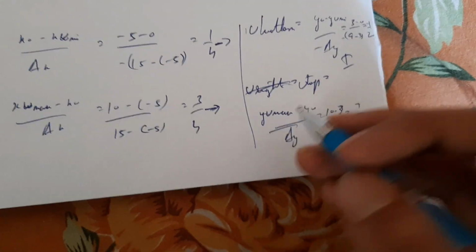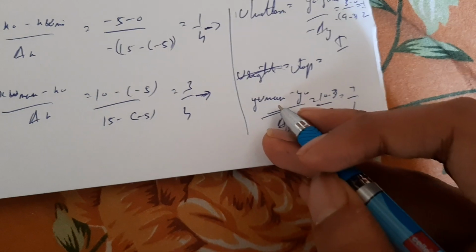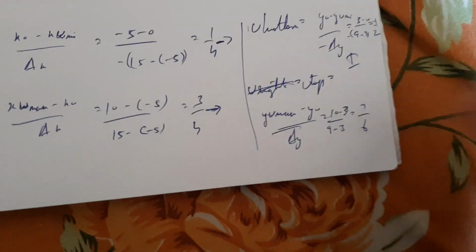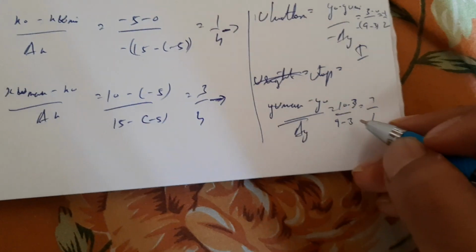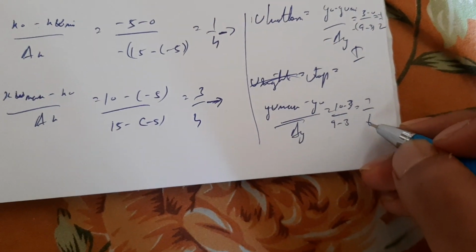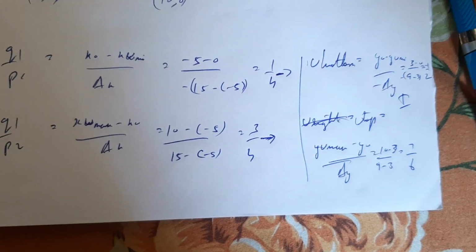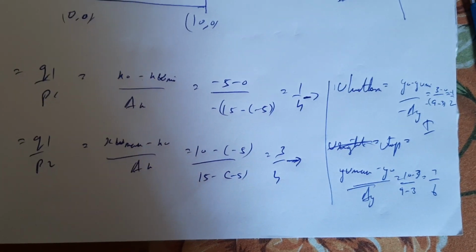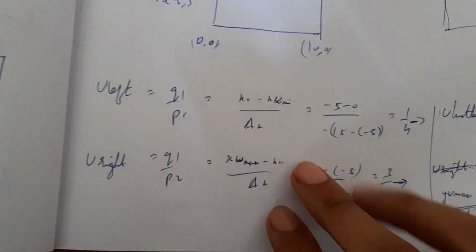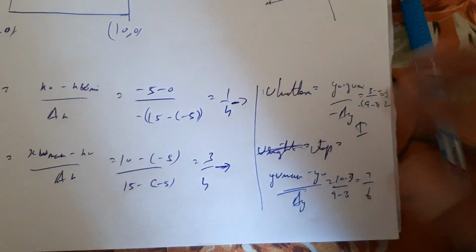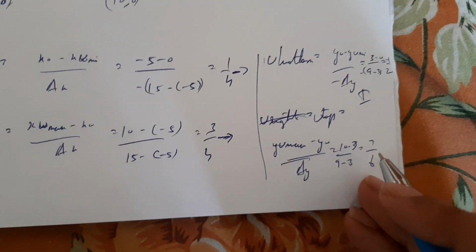Similarly, we calculate for u top. Again we put the formula: u max minus y naught by del y equals 10 minus 3 by 9 minus 3 equals 7 by 6. Y naught will be 10 over here. So we get 7 by 6. Now I know y naught and x naught may seem a little confusing, but if you understood the x naught part, then you should be able to calculate y naught also. No problem. We get the value 7 by 6.